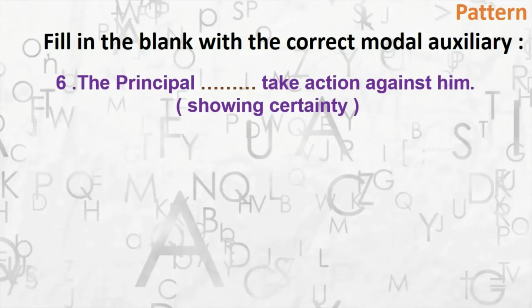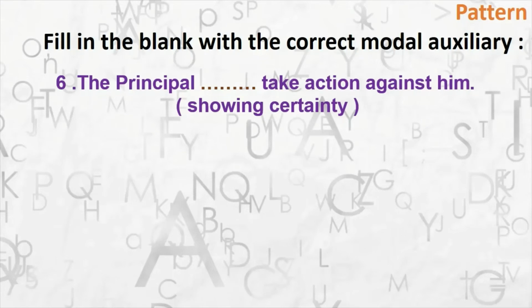I'm sorry, I just told you about primary auxiliary verbs. What are the modal auxiliary verbs? The modal auxiliary verbs are can, able to, will, shall, may, could, etc. Okay, so the principal dash take action against him, showing certainty. He has done something very wrong, and now what will the principal do? The principal dash take action against him.